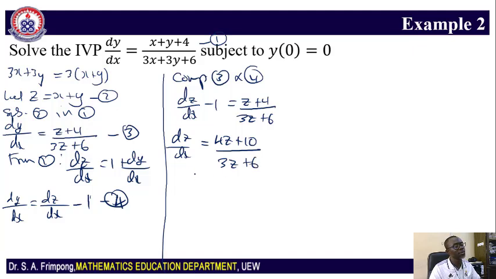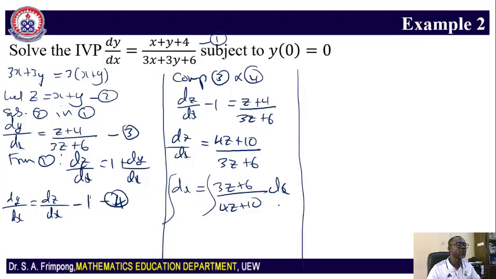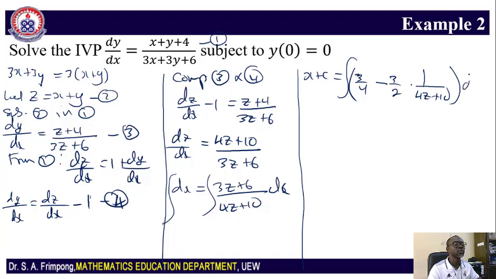So this equation is separable. If you separate the variables, you're going to have dx equal to 3z plus 6 over 4z plus 10 dz. Then we integrate both sides. Obviously, this is going to give us x plus c. But here, we have to do long division. If you do the long division, you are going to get the integral of 3 over 4 minus 3 over 2 times 1 over 4z plus 10. So when you do the long division, this is what you're going to get here.